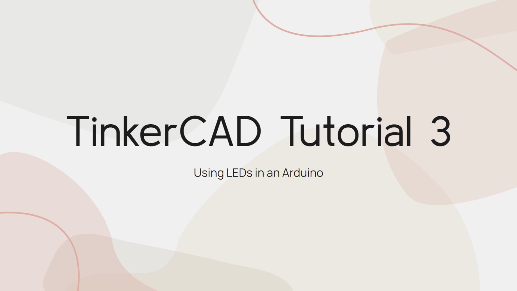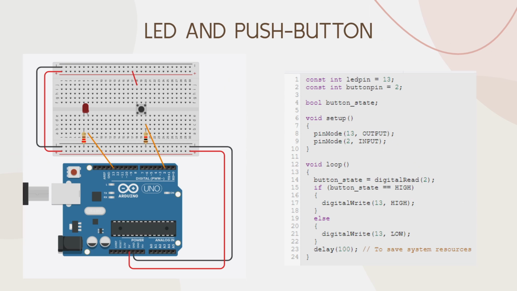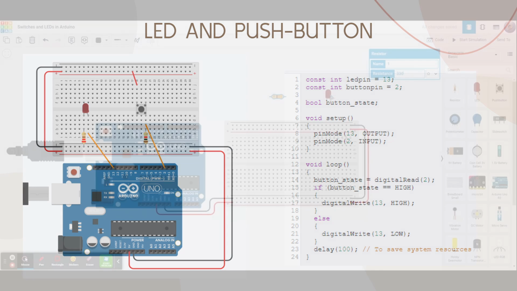In today's video, we're going to be learning how to use switches, buttons, and LEDs using an Arduino. First, let us start off by making the simple LED and push button circuit.